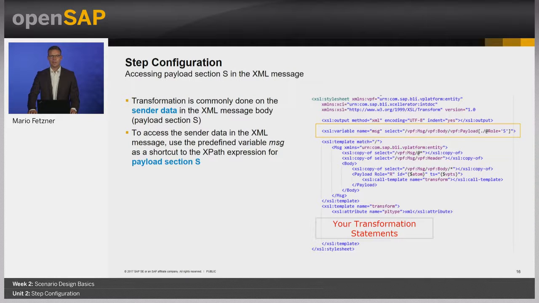The XSL file associates the template with the inbound XML message. All the nodes from the body section of the message are available, including the sender data, payload section S, and any interim payload, such as type C, which were added by processing atoms. Your data transformation statements will need to access sections of the XML message body using XML path expressions. Since transformation is commonly done on the sender data, in payload section S, you can use a predefined variable called MSG that is a shortcut to the full XPath expressions to the payload S.